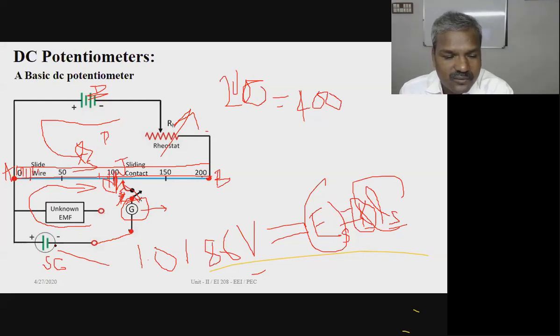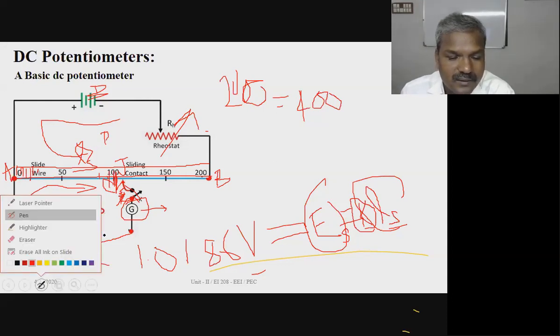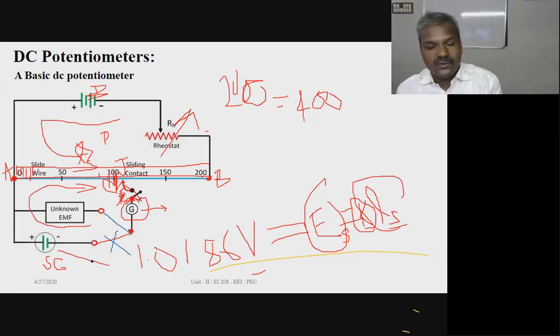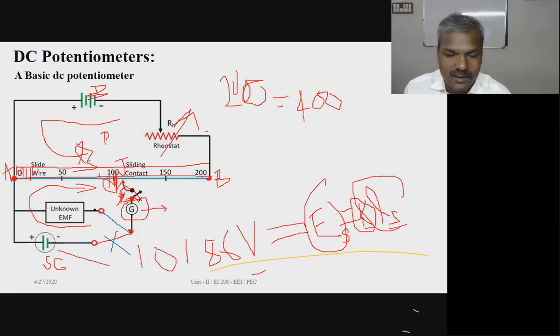Now, once you calibrate this setup, we have to change the switch from this position to the unknown EMF. So you just move to the unknown EMF. Here also you connect the very high resistance, and the switch K is open. Now move the jockey. So the first stage is calibration.